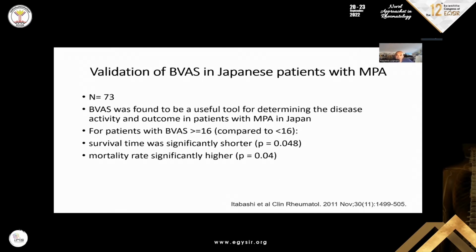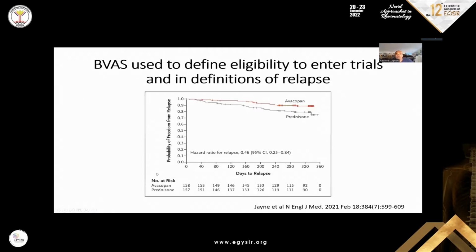BVAS has subsequently been validated in a Japanese cohort, predominantly with microscopic polyangiitis, and it does also predict outcome in terms of survival time and mortality rate. And last year, the avacopan study looking at the role of avacopan instead of prednisolone for maintenance therapy in ANCA vasculitis again used BVAS as the means to define whether the patient was having a relapse or not.